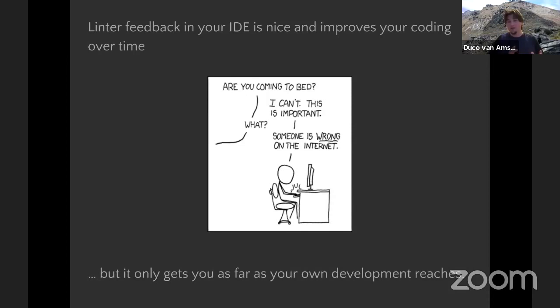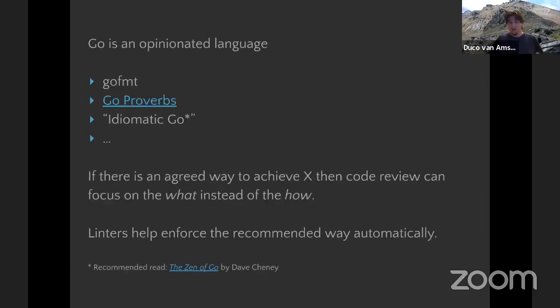What happens if you do it at project scale? Go is an opinionated language, as I said. We have Go fmt, which is pretty opinionated. We have the Go proverbs, which I recommend reading, which are quite interesting ideas of what to do and how to do specific things in Go. There's also a recommended read on idiomatic Go, a quite recent blog post by Dave Cheney, who was also quoted in the first presentation, who has pretty nice long thoughts about what is idiomatic Go, or correct Go, if we can say so.